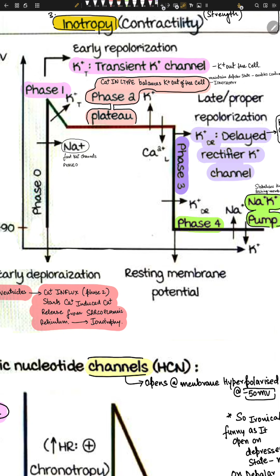In phase 0, sodium, Na, comes inside the cell via fast sodium channels. Once it comes inside, the resting membrane potential from minus 90 jumps to maybe minus 60. Now, this is not true. It doesn't jump from minus 90 to minus 60. I'm just giving an idea of how it can happen. It will provide a positive charge.